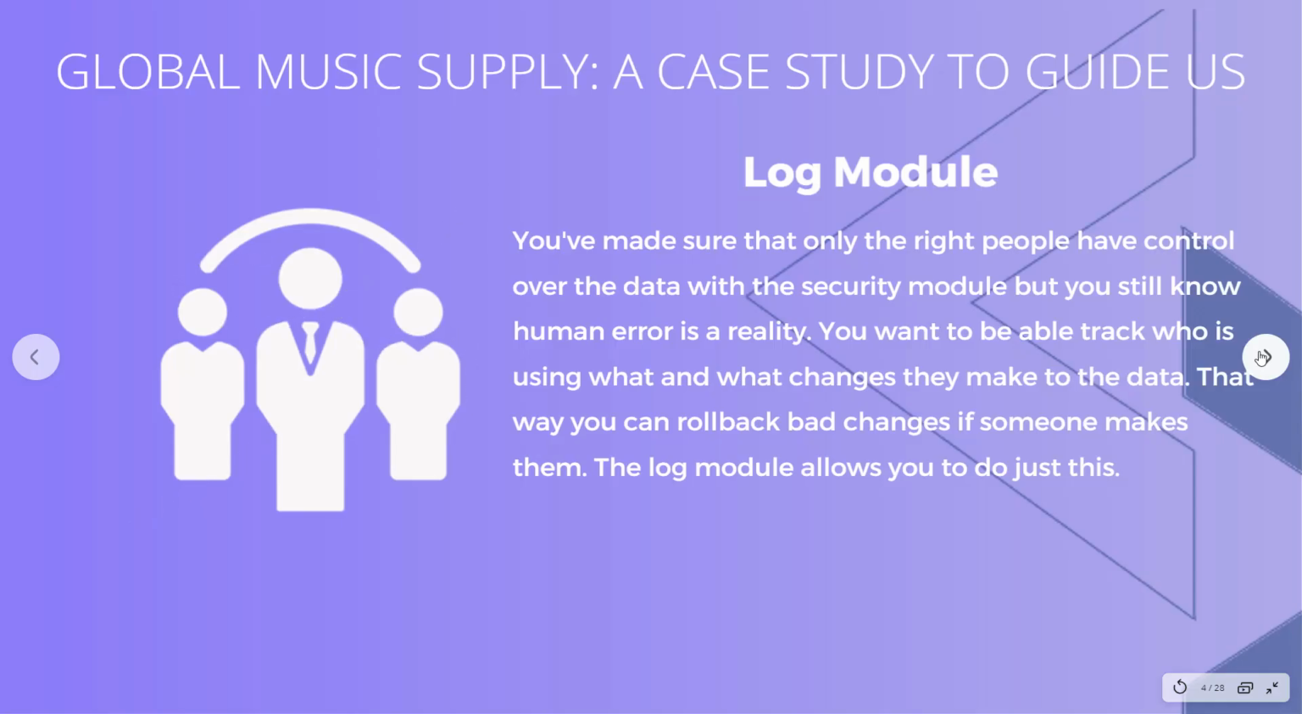As you know, we're using Global Music Supply, GMS, as a fictional case study to guide us through this process. So you've set up security so far to make sure that only the correct people have control over the data. But you also know that human error is a reality, and as developers, we need to account for that. One way to do that is to track who is using what and what changes are made to the data, so that you can roll back bad changes and see if there was a problem with a change. This is where the log module comes in and allows us to track any changes so that we can change things if needed. So let's go over to Scriptcase and get started with the log module.